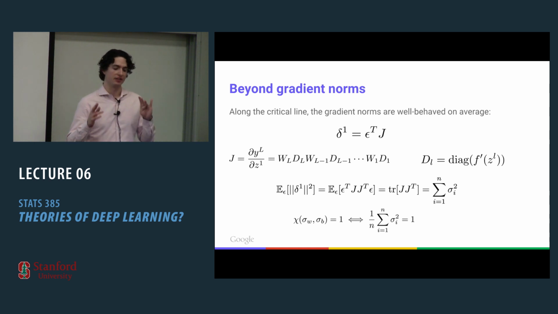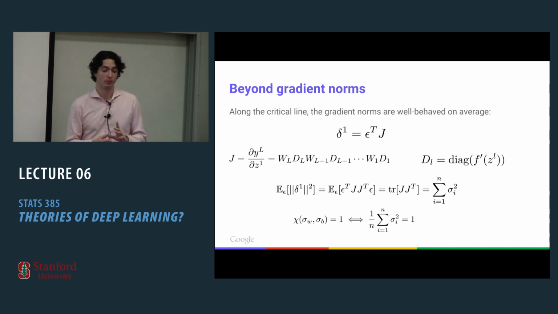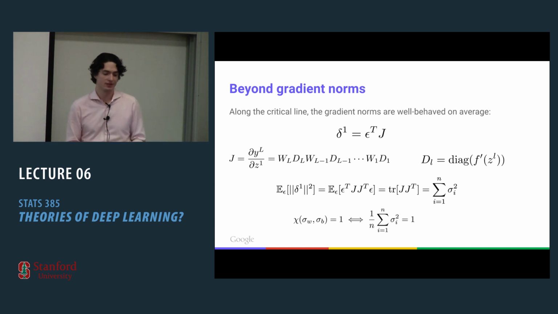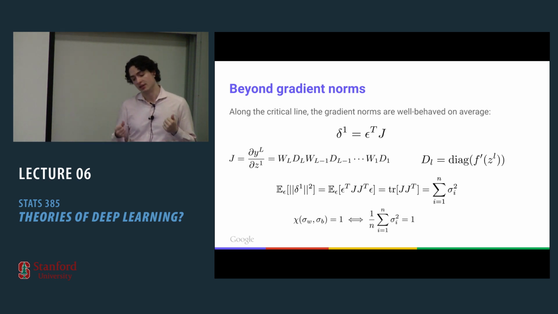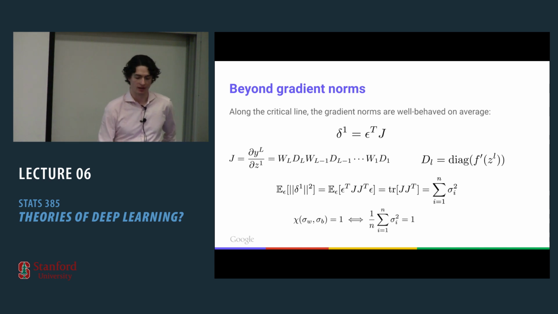So this is like saying that on average, the backpropagated error signal through the network should have constant norm, on average. So this is what the condition means to have chi equals 1. It's sort of on average, the backpropagated error signals through the network have norm 1.